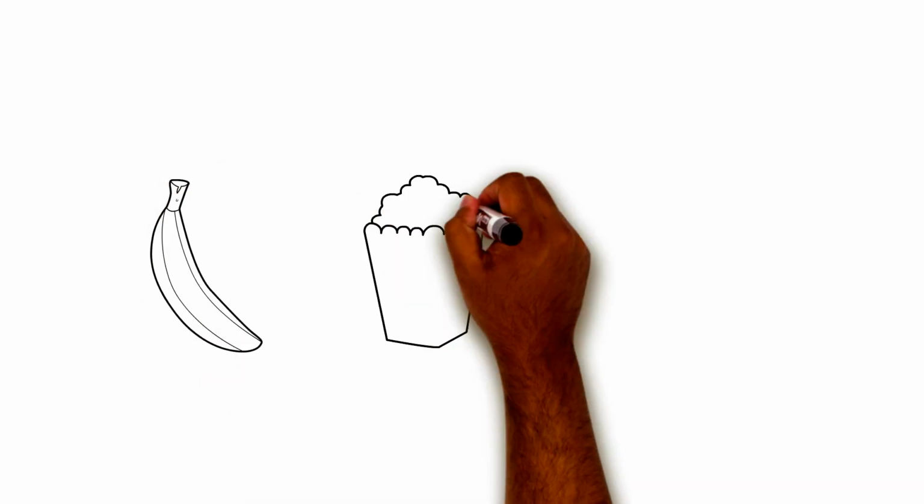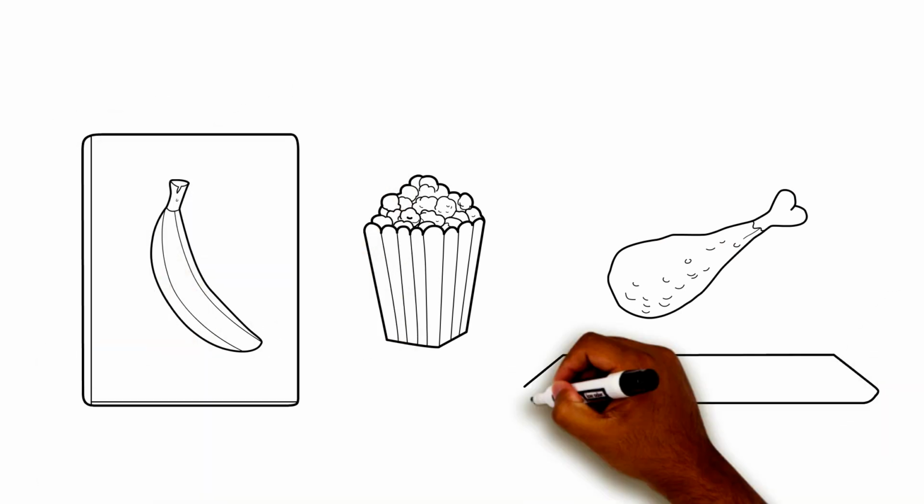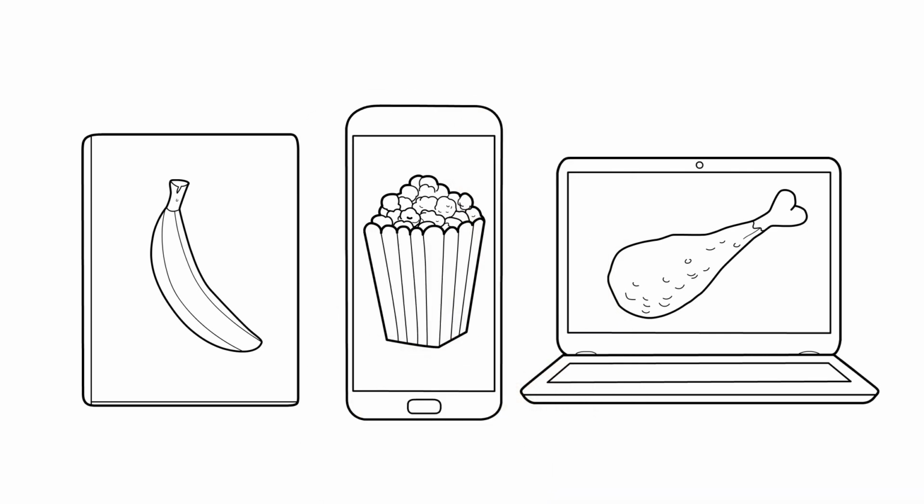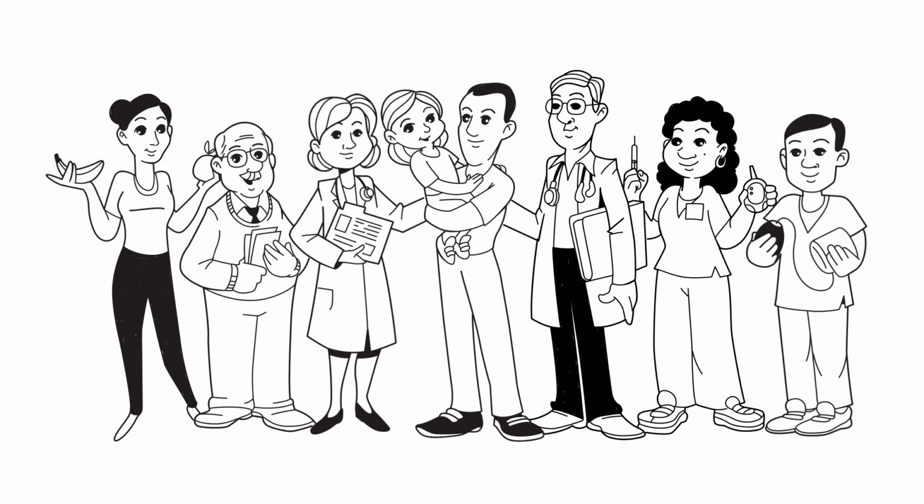How do you know how many carbohydrates are in foods without a label? You can usually find this information in books, on websites, and using mobile apps. If you have questions about carb counting, ask your diabetes team.